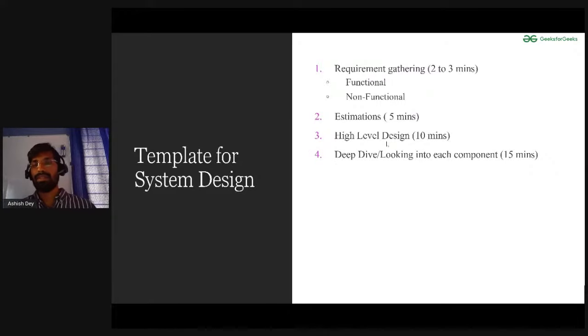Now comes the deep dive, looking into each component. Whenever you have the high level design ready, you can pick one system after another and do a deep dive on it. Now there comes the core of the problem. As I already discussed, for each system you have a core logic that has to be discussed.